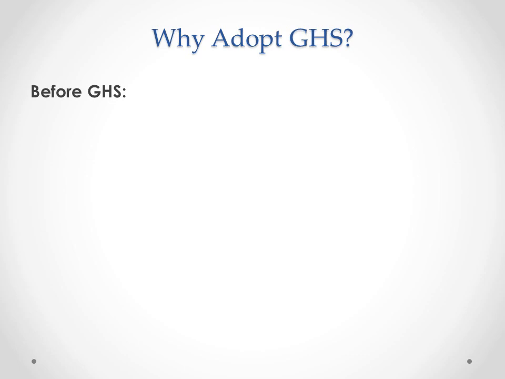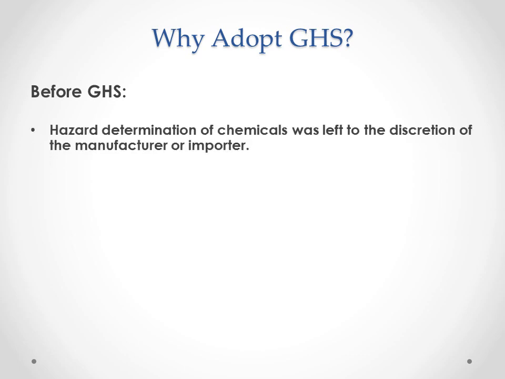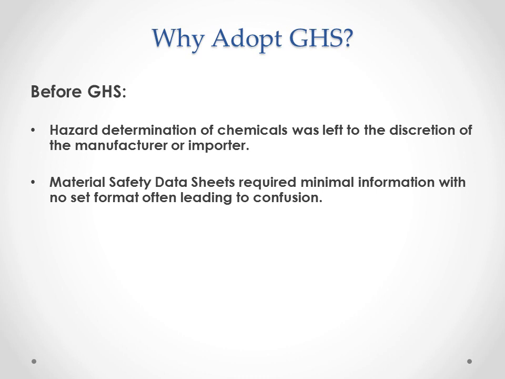Why is GHS being adopted? Well, until GHS, determining the hazards of a chemical was often left to the discretion of the manufacturer or importer. The result has been that similar, sometimes even identical chemical formulas do not always show the same hazards. Material safety data sheets have required only minimal information with no set standard for how they are formatted. This has resulted in inconsistencies in how MSDSs appear, what information they contain, and where the information appears. Some MSDSs look like letters or Word documents, while others are formatted in tables or grids. Some are as small as a single page, while others can go 8 pages or more.